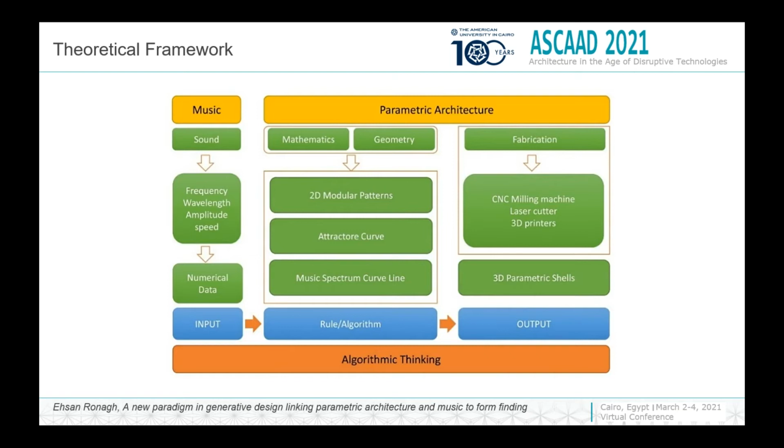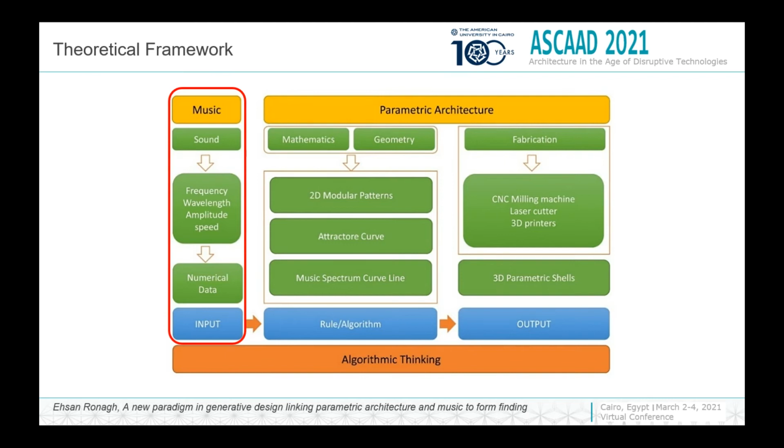As you know, in algorithmic thinking, we have three sections: input, a rule or algorithm, and output. In this process, we should consider music as an input. As you know, music is a kind of sound which is made by some characteristics, such as frequency, wavelengths, amplitude, and speed. So, we can get numerical outputs from these features by the Firefly plugin in Grasshopper.